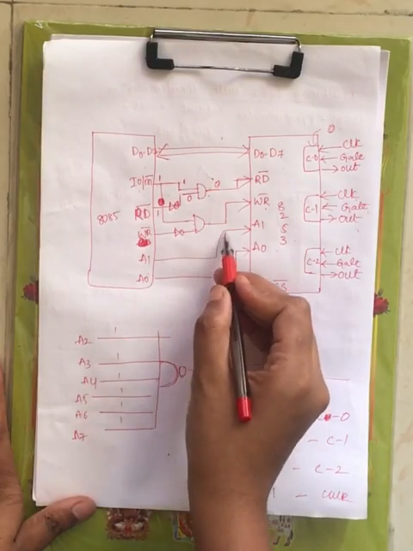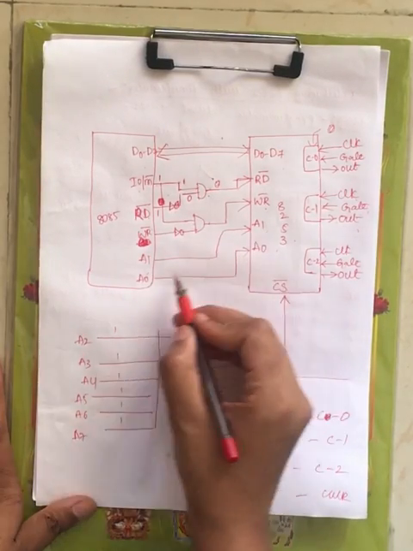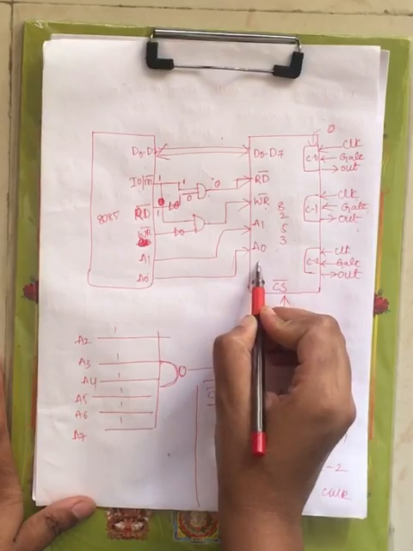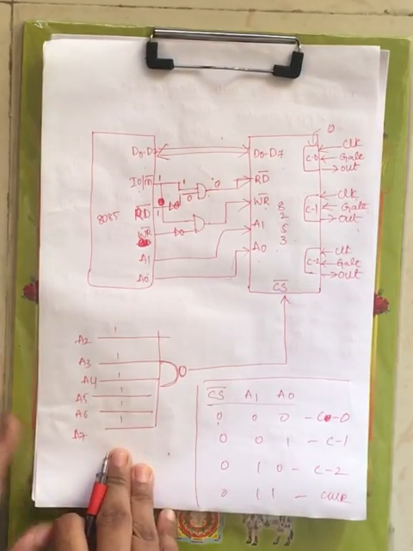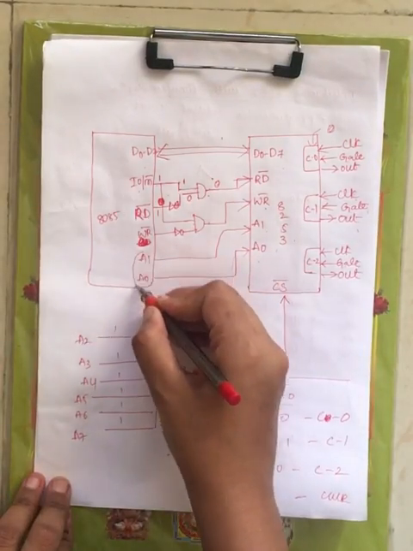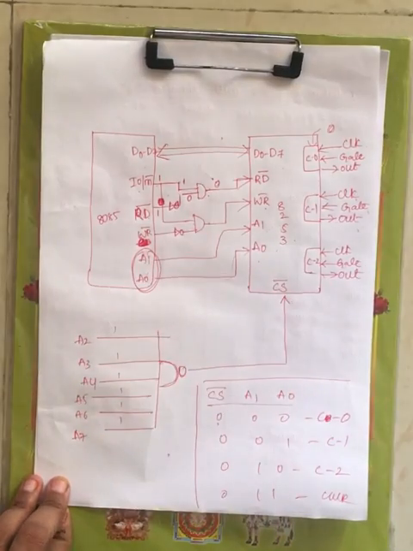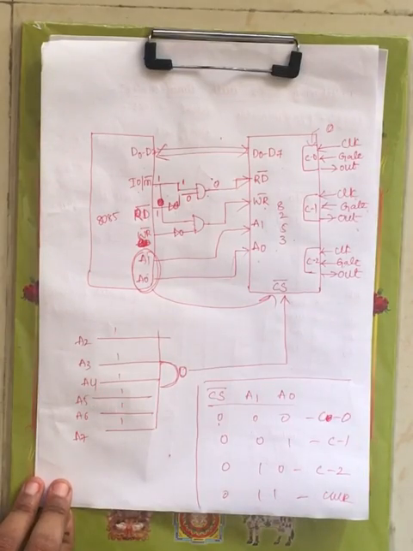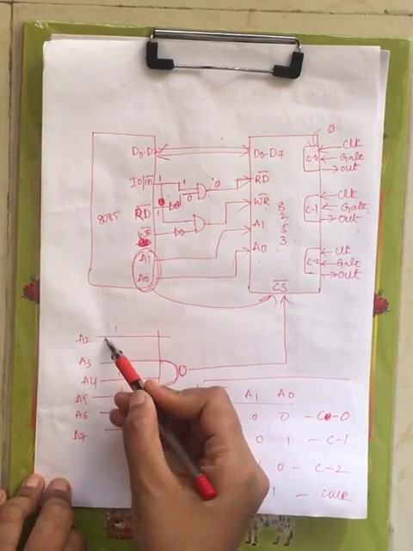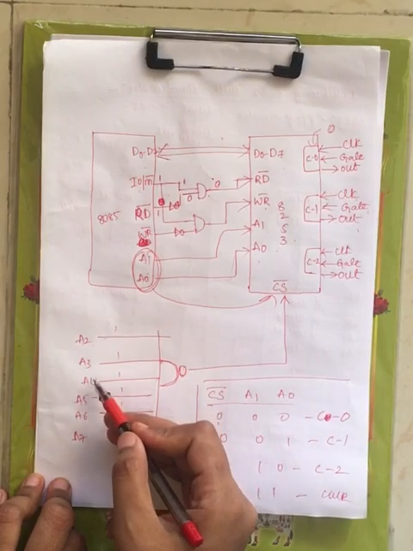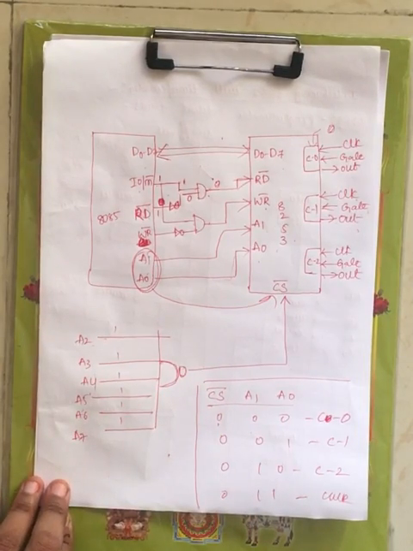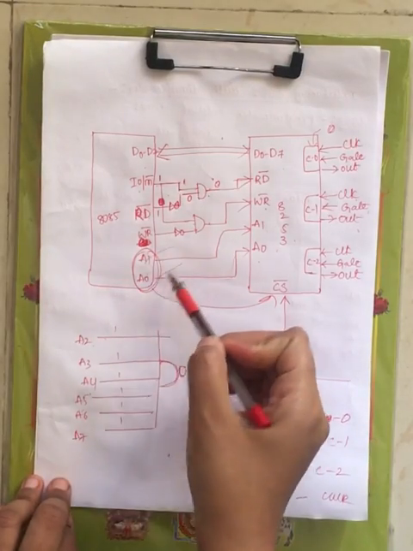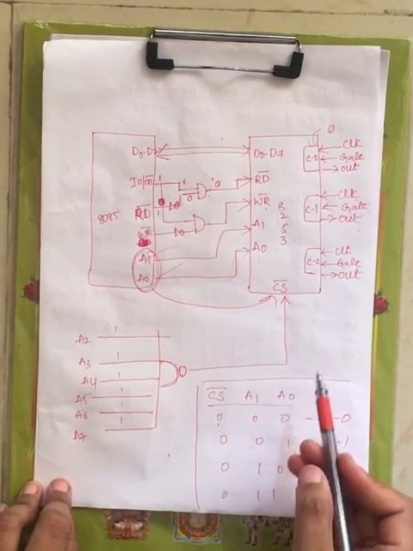Now A1 of 8085 is connected to A1 of 8253 and A0 of 8085 is connected to A0 of 8253. These two are used for selection of counters, along with the chip selection pin. The remaining address lines start from A2, A3, A4, A5, A6, A7. Since it is IO mapped IO, we can use only 8 address lines. 2 are used here and the remaining address lines are used for chip selection.